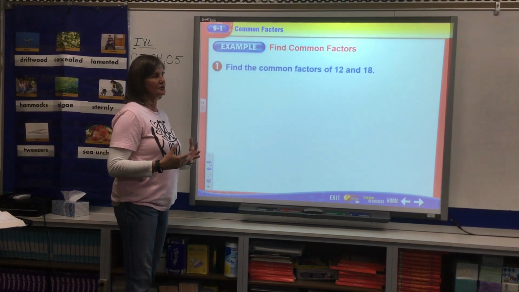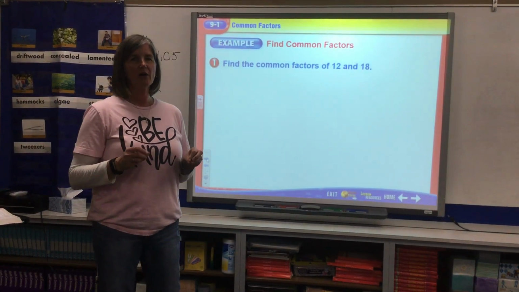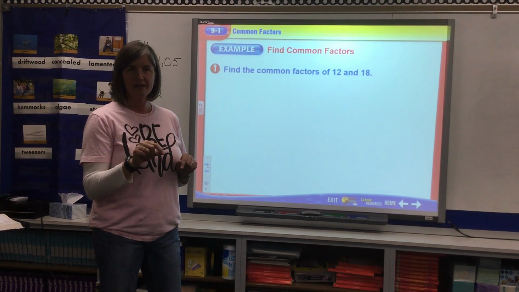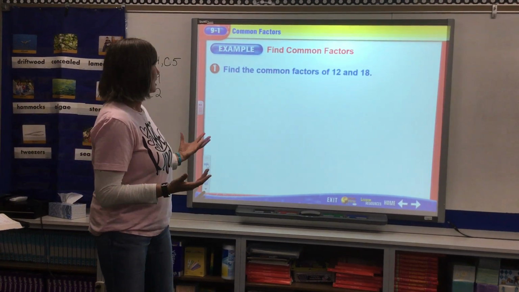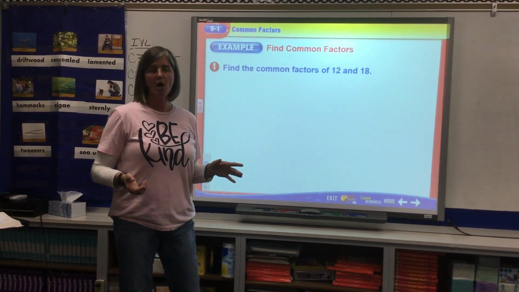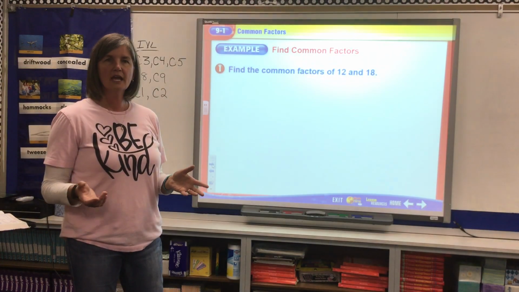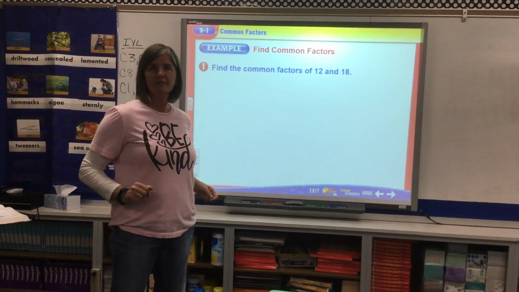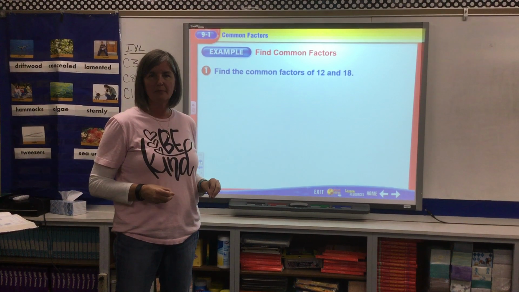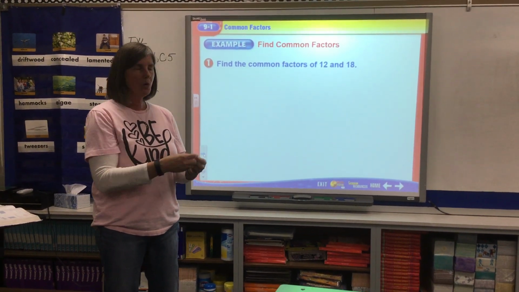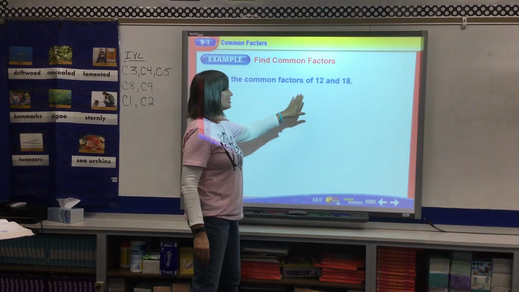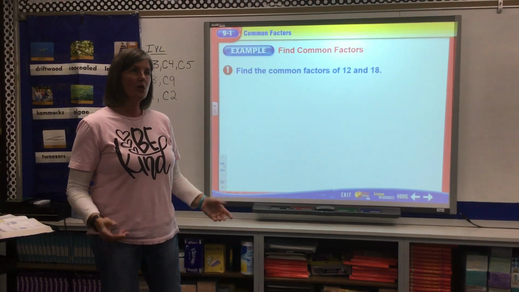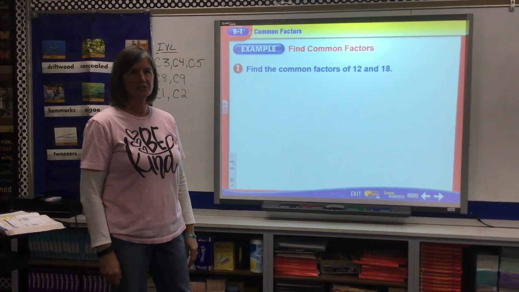Before we start this first problem, let's talk about what exactly factors are. Factors are numbers you multiply together to get that number. When you have something in common with somebody else, you have something similar or the same. Maybe you both like to play volleyball, or chocolate ice cream. When we're talking about numbers, we are talking about what factors both of these numbers have that are the same. Those are what we're going to call our common factors.